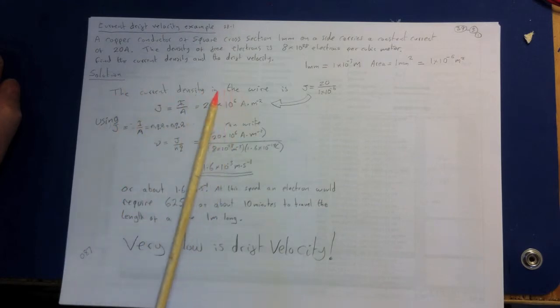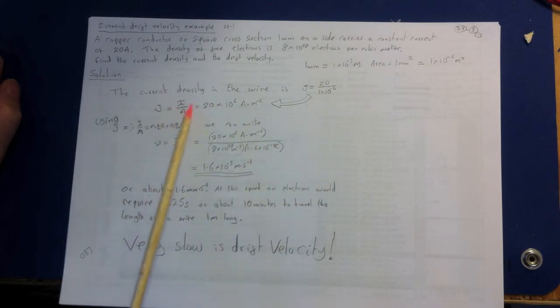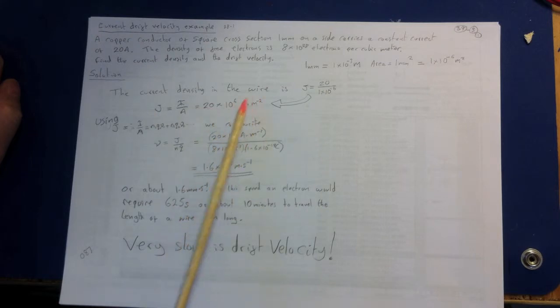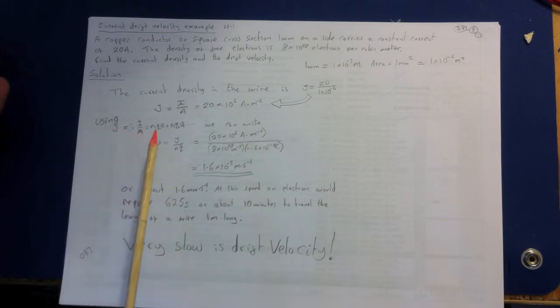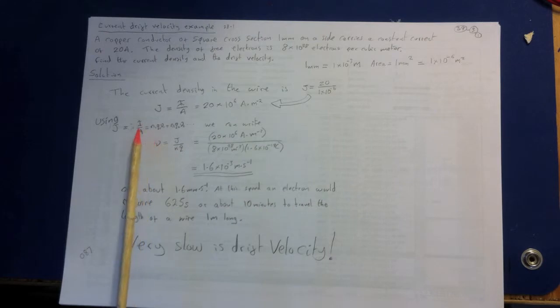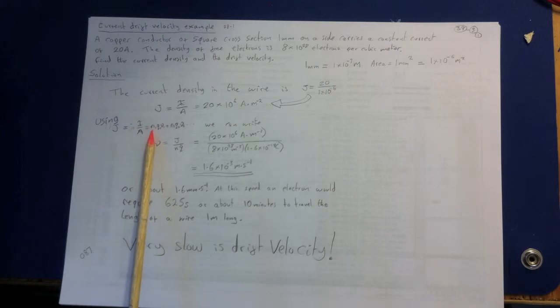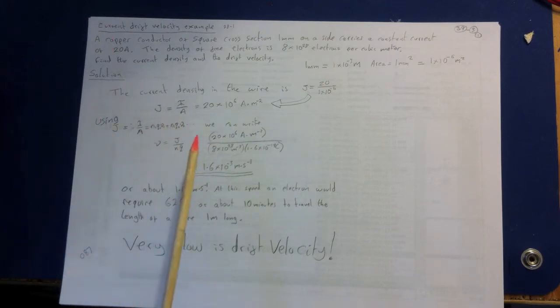Now the current density in the wire is 20 amps divided by that area. So that's easy. We just plug in the values and we end up with 20 times 10 to the 6 amps per meter squared. Now remembering that the current density is really this equation that we had. Remember we had I over A, which is current density, but it's also the number of electrons per cubic meter times the charge times the velocity. So if we just take one of those, as we explained in the last example, and place in these values.